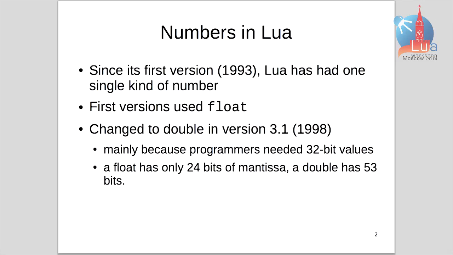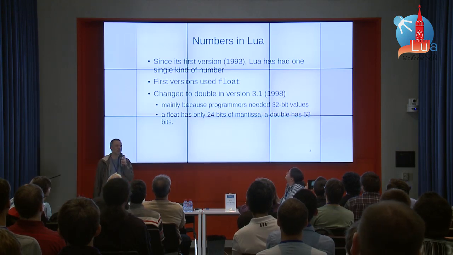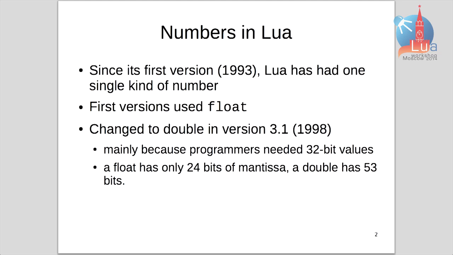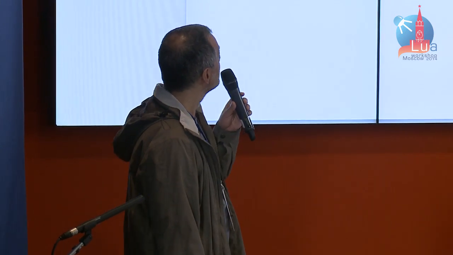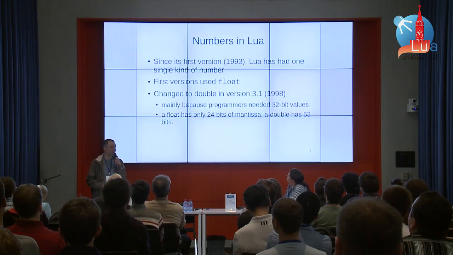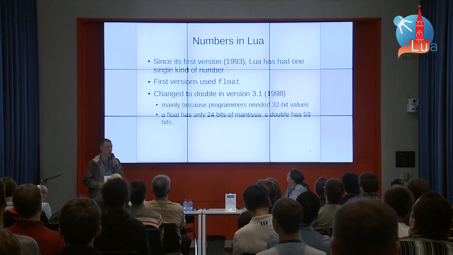Since our first version, Lua only has one number type. We started with floats 21 years ago. And then we changed it to double. It's interesting that the main reason we changed it from float to double was not because we needed more precision for floating point numbers, but because we needed 32-bit integers to be correctly representable. You cannot do that with a float, but you can do that inside a double. So that was the main reason why in 1998 we changed it from floats to doubles, and till today we are using doubles as the only number type in Lua.